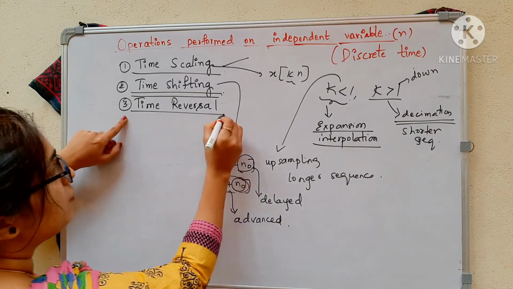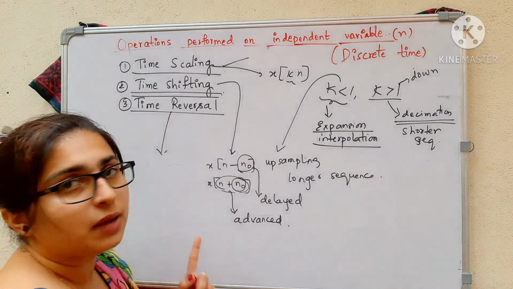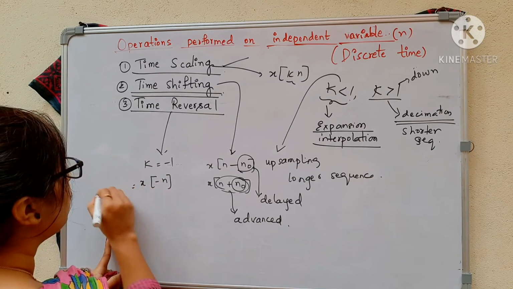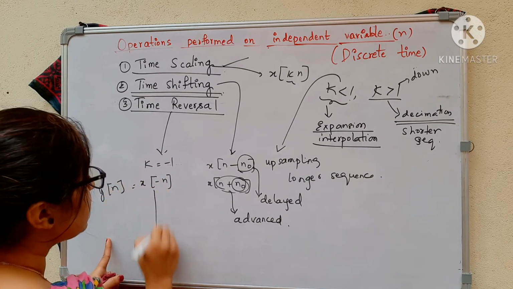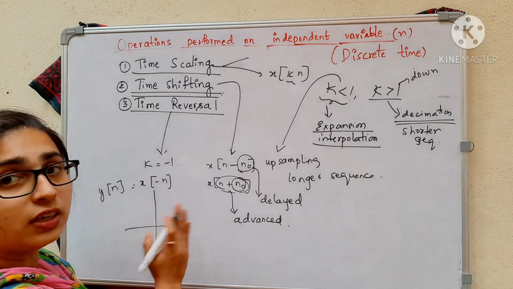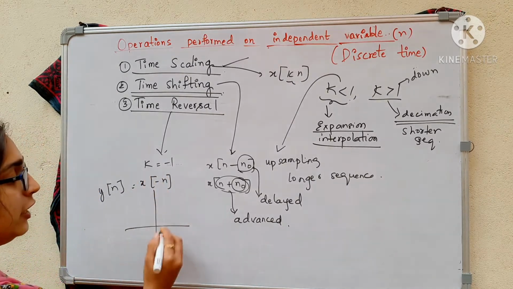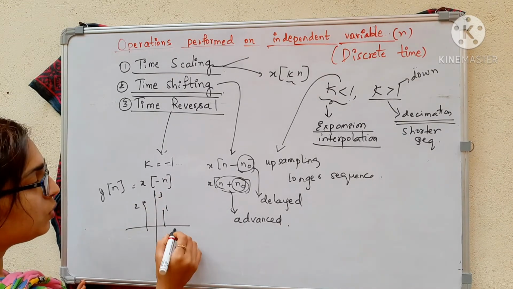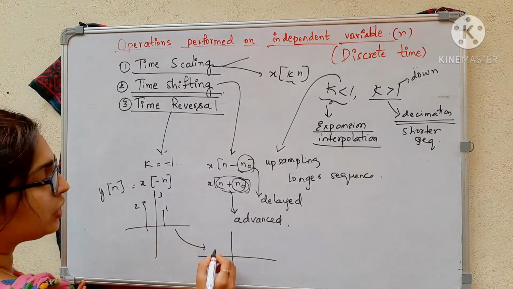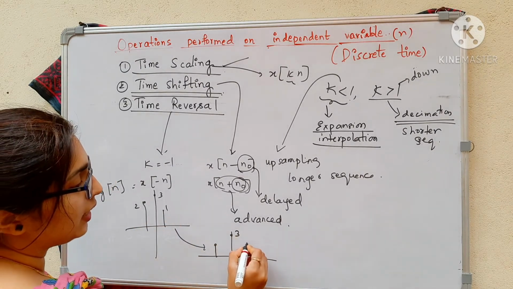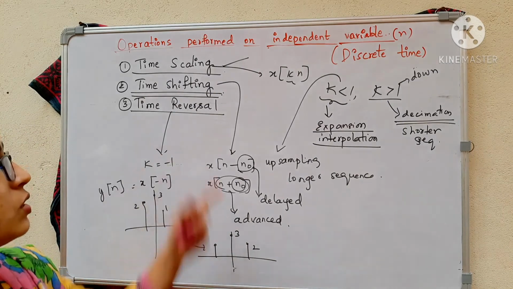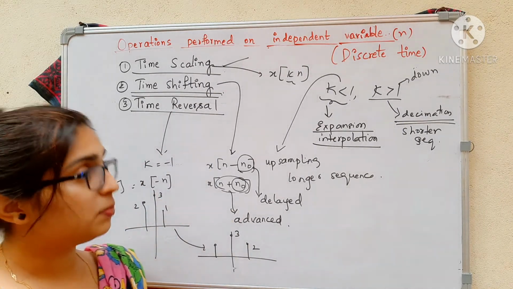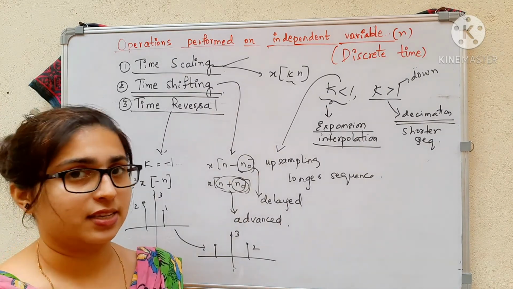Next comes time reversal, which is the special case of time scaling where k is equal to minus 1. So x of minus n, y of n is equal to that. This is nothing but flipping about the y-axis or the vertical axis. If you have 1, 3 and 2 here, the resultant signal, that is the mirror image, will be 1, 3 and then here it will be 2. So this is all about the operations performed on the independent variables, when we consider discrete time signals.